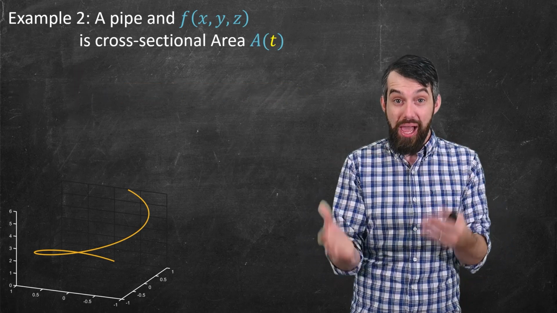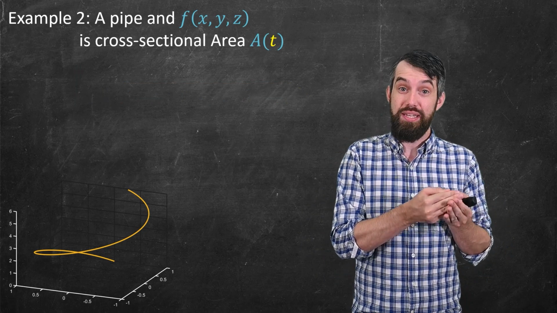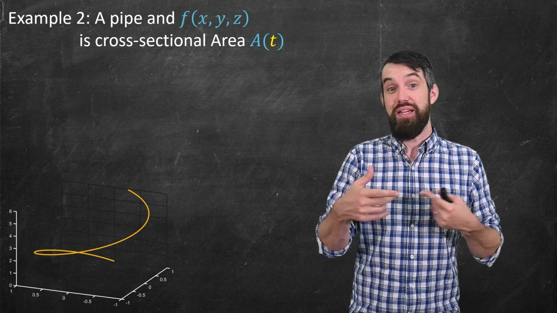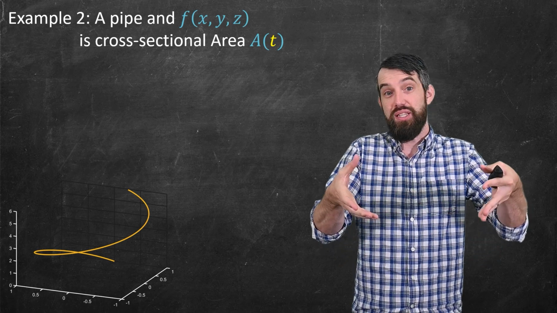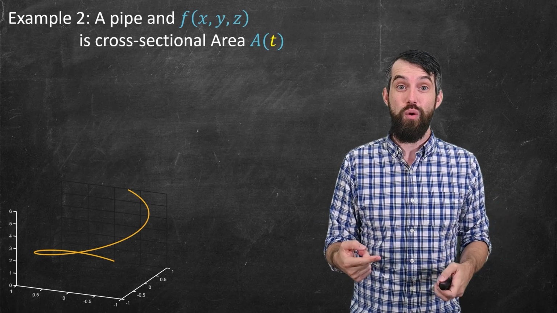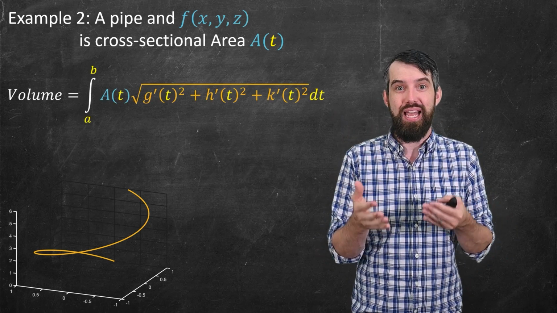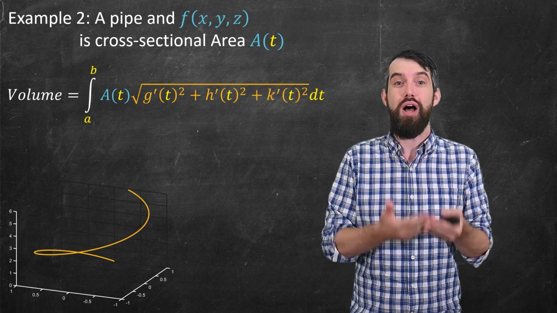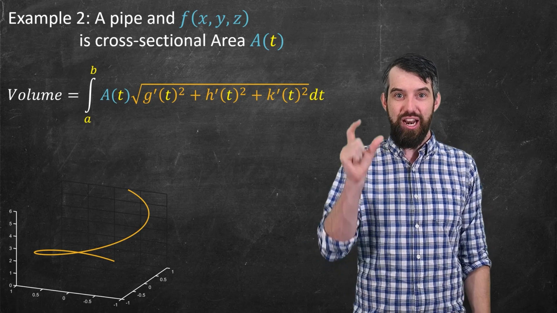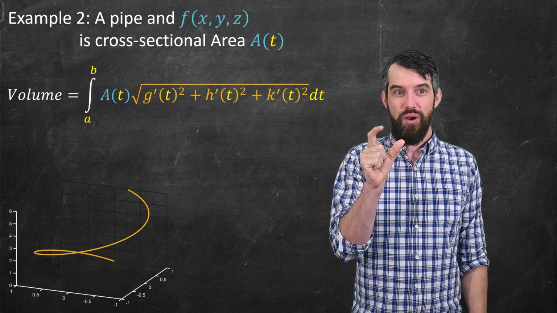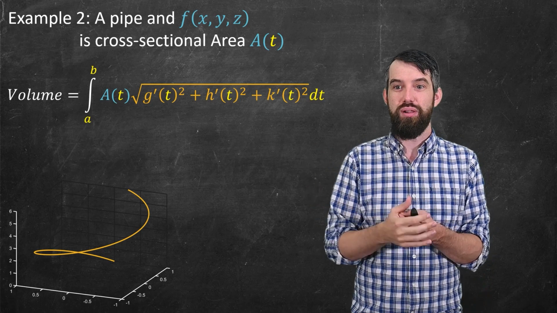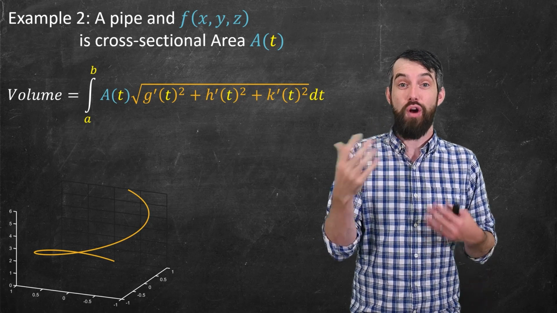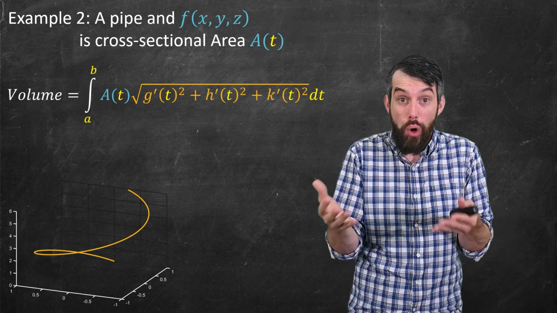Okay, let's see another example. Imagine this time you have a pipe, and your function f of x, y, and z represents a different width of the pipe as you go along the curve. So maybe at some spots the pipe is narrower, and some spots it's a little bit bigger. Then if I'm interested in figuring out what is the total volume of water, say, in this pipe, it's again a line integral where your function now represents that cross-sectional area. The way I think about this is, again, if I take a little unit of arc length, then the volume represented by that change in arc length is just the area that I have at that spot, this a of t, times the little infinitesimal distance of arc length. Add all those up and you get the total volume.